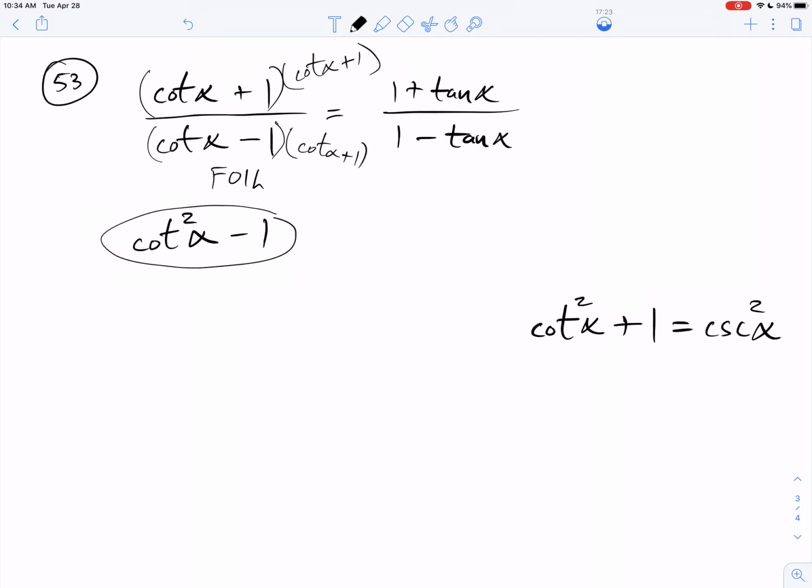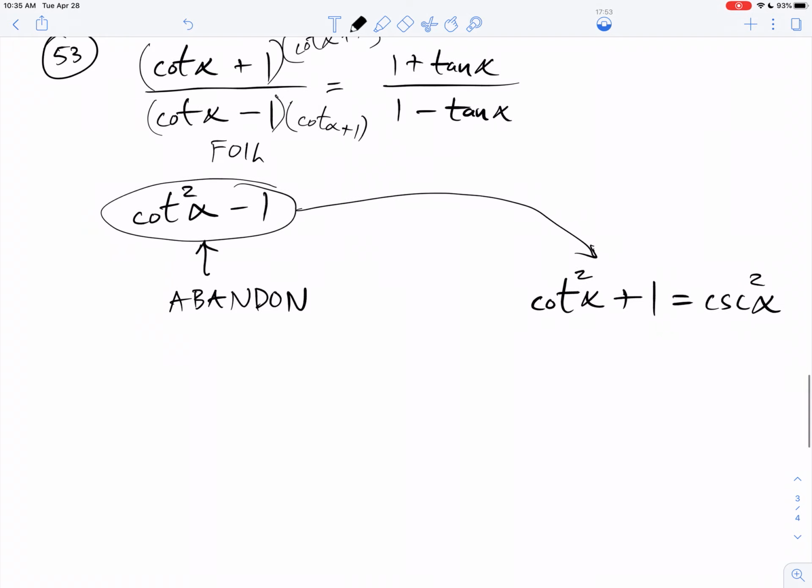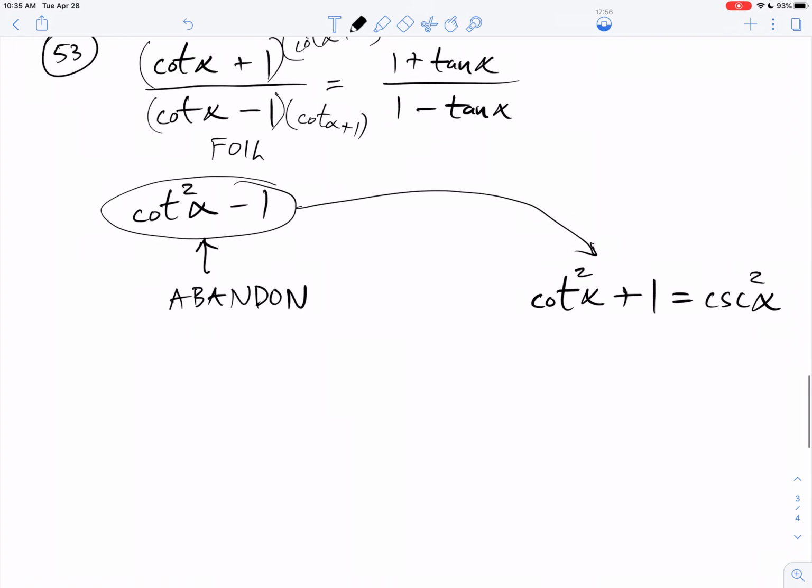Cotangent squared alpha minus 1 is not what that says. It's really close, but it's not the same thing. So this is called a dead end. When you see that you can't manipulate this statement to make it look like the other, you know to give up that strategy. I say this is when you know how to abandon ship. Abandon that. So how do I do it? I'll do one side. You guys can figure out the other side and see what happens.